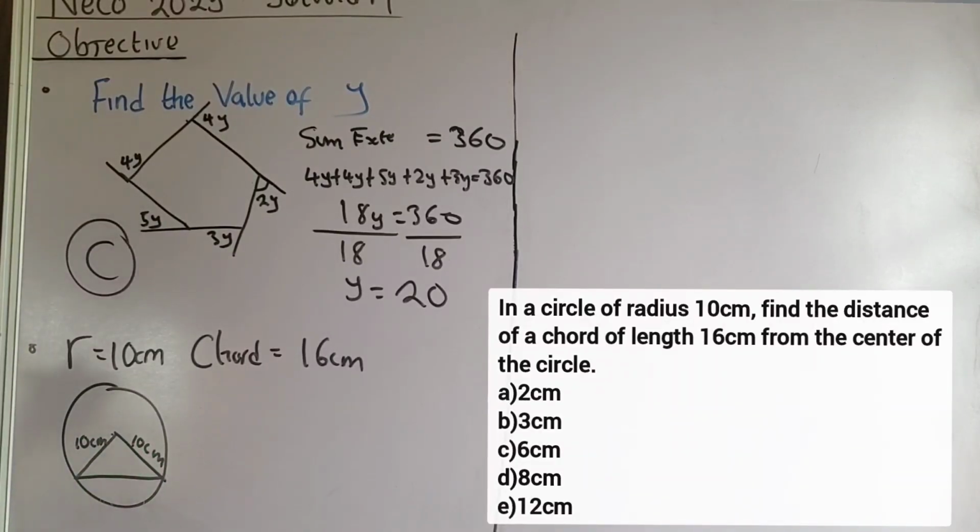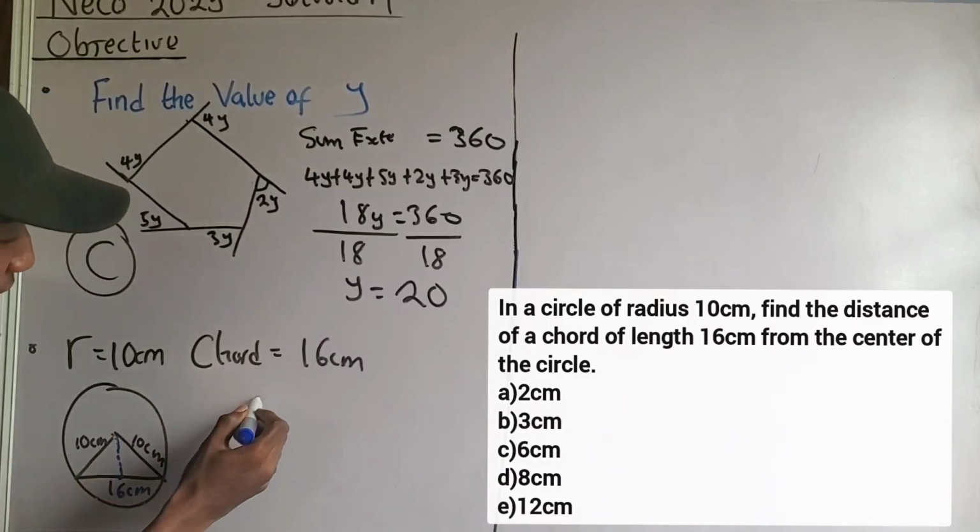So you are looking for the distance of the chord from the center of the circle. If the chord is here, the distance will be somewhere here. The length of the chord has been given as 16 cm. So how do you determine the distance from the center of the circle to the chord? How do you determine this distance?